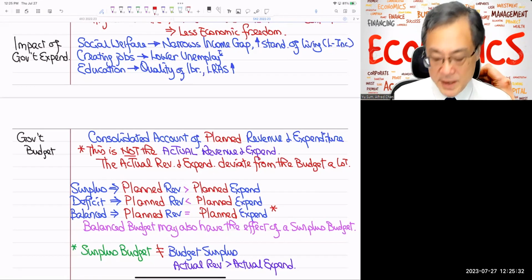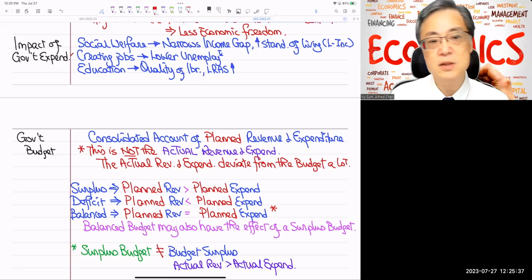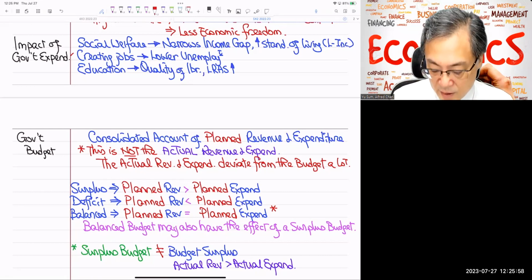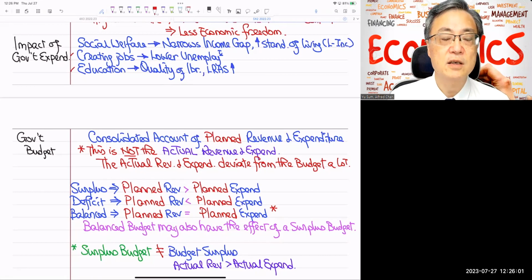So the government can spend money on creating jobs. In that sense, that will lower the unemployment rate. It will also increase the income for the low income group. If you're unemployed, you don't have income, then you have to be in the low income group, right? So it increases the income of the low income group, and also helps to narrow the income gap in the coming future. We covered this already in chapters 17 and 18.